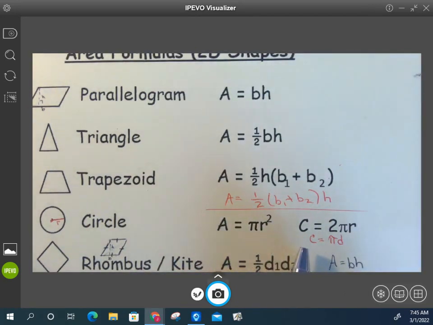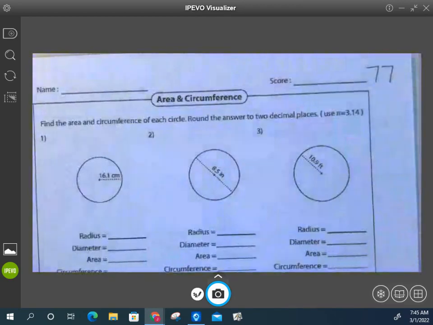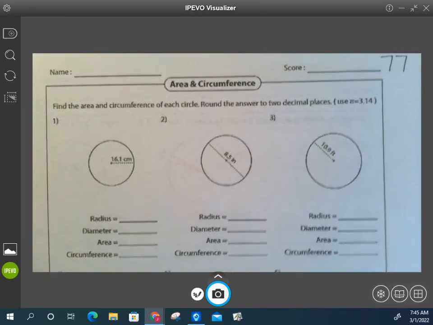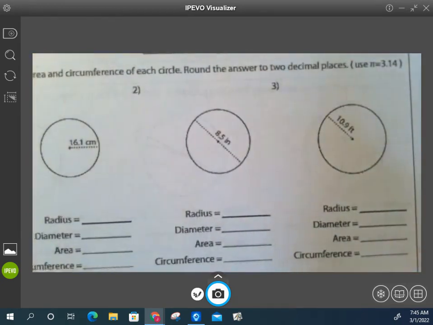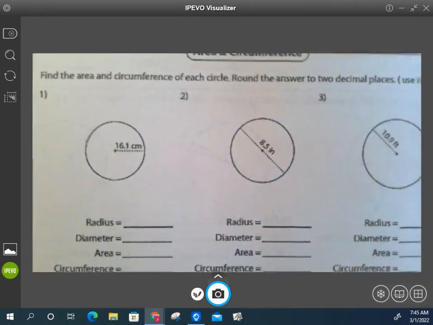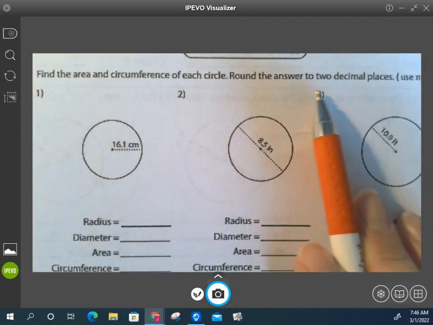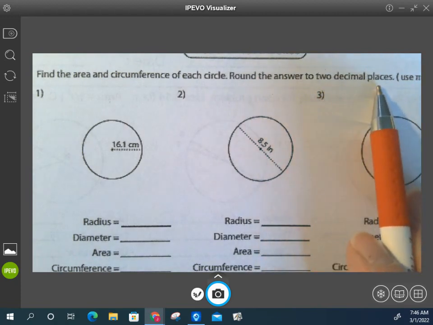Make sure you've got your area, circumference, and if you look at it, we have a bunch of circles. Sometimes they give you radius, sometimes they give you diameter. This is not a hard worksheet, and you're going to fill out the information with it. So find the area and the circumference of each circle, and round the answer to 2 decimal places.